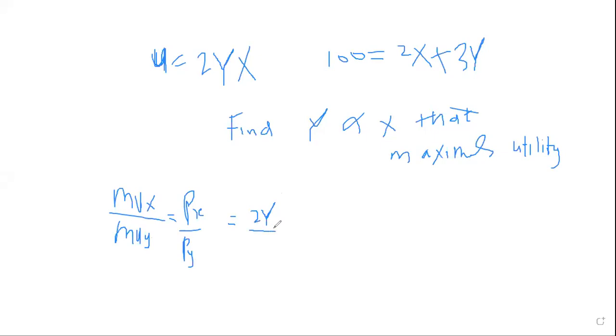And the marginal utility of Y will be 2X. So these ones will cancel each other. So I have 2 over 3. So I can do my cross multiplication, where I have 3y is equal to 2x. So therefore y is equal to 2 over 3x.